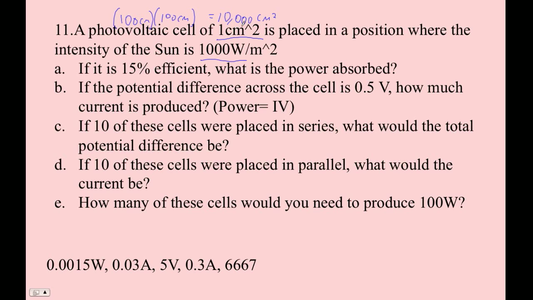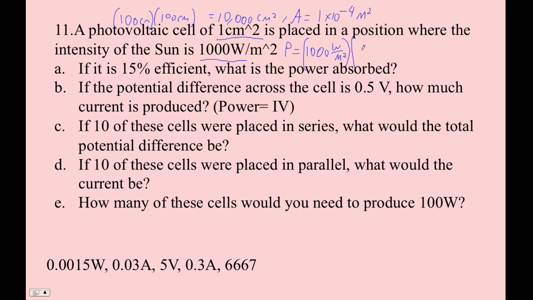So 1 divided by 10,000 is 1 times 10 to the minus 4th square meters. So my area is 1 times 10 to the minus 4th square meters, right? So if it's 1,000 watts per square meter, then the power incident on that area, the power available to be absorbed, is going to be 1,000 watts per square meter.